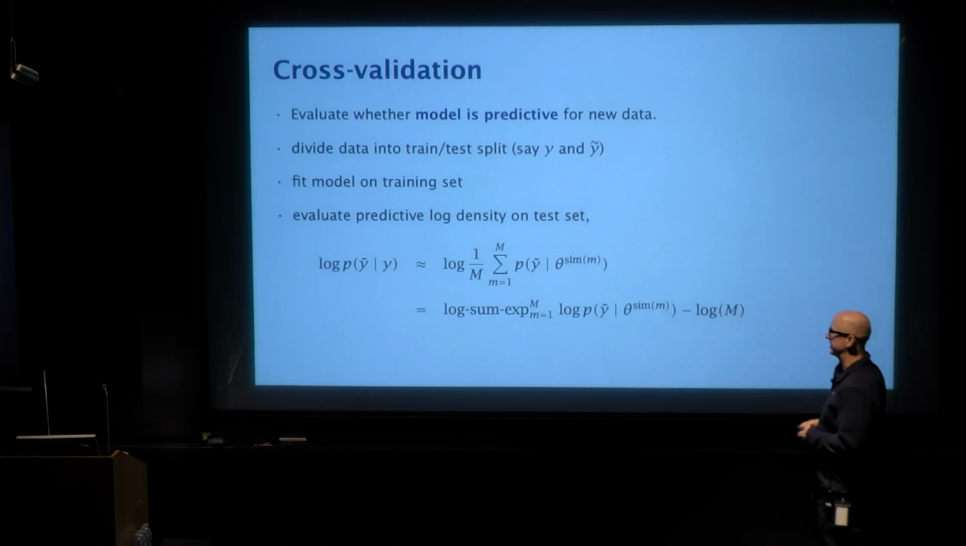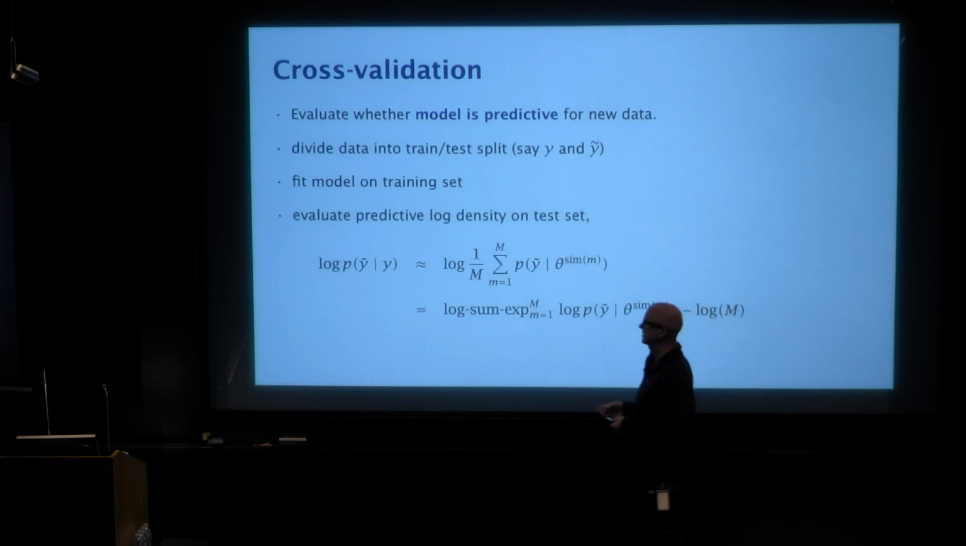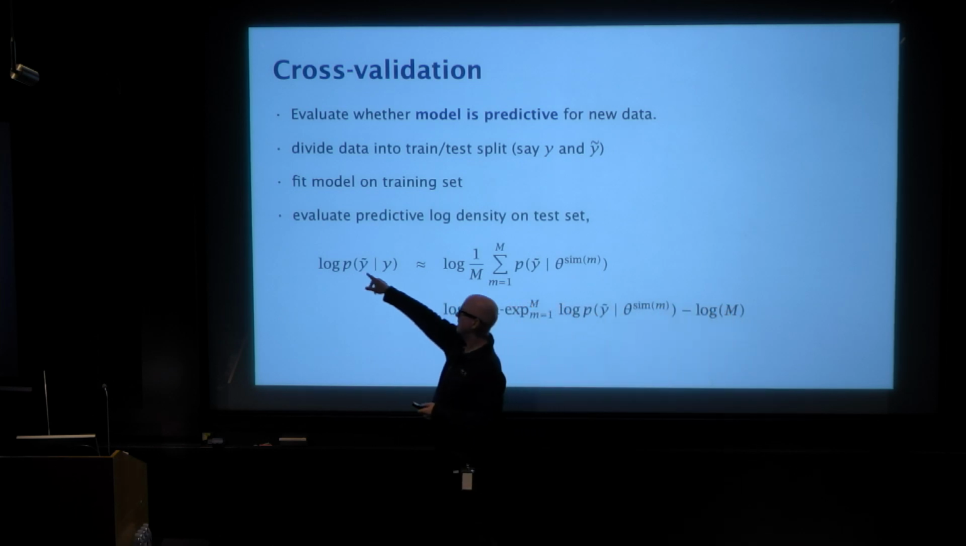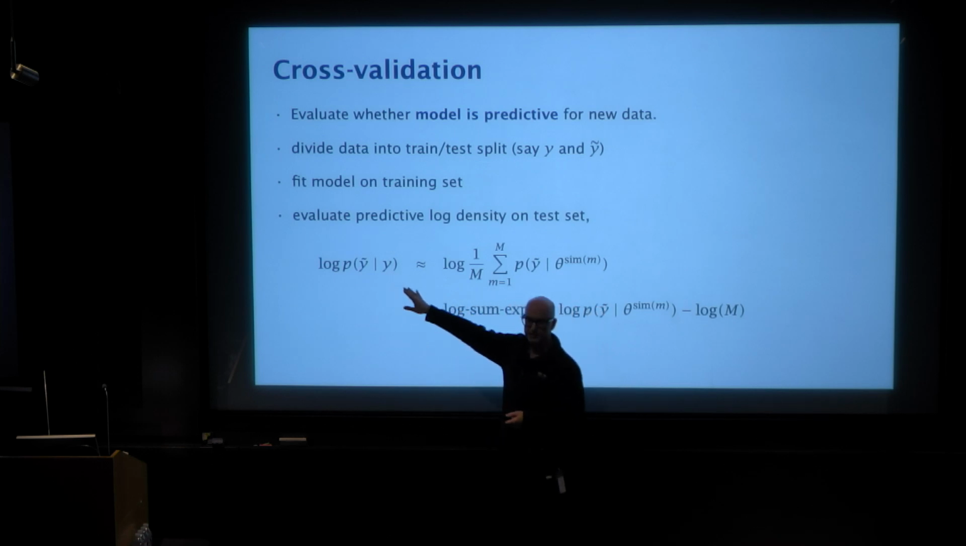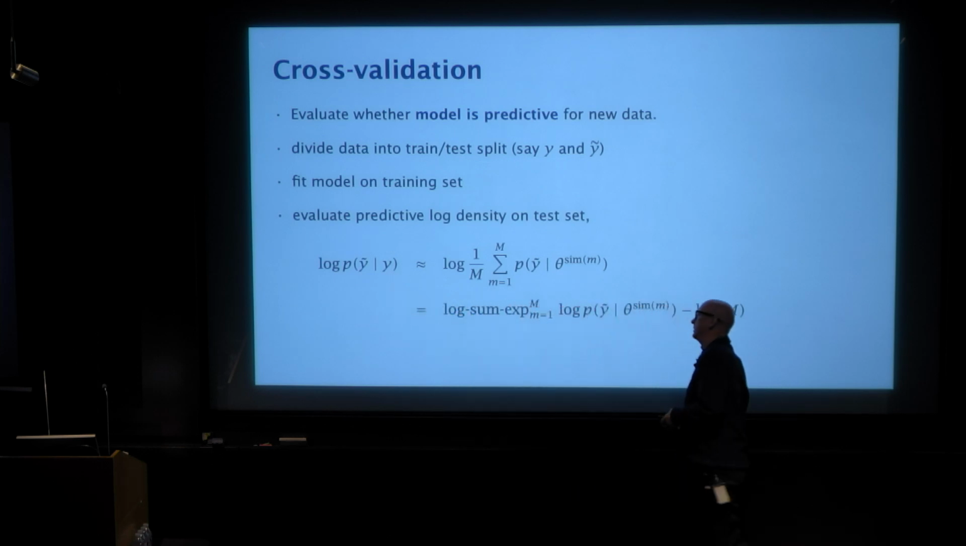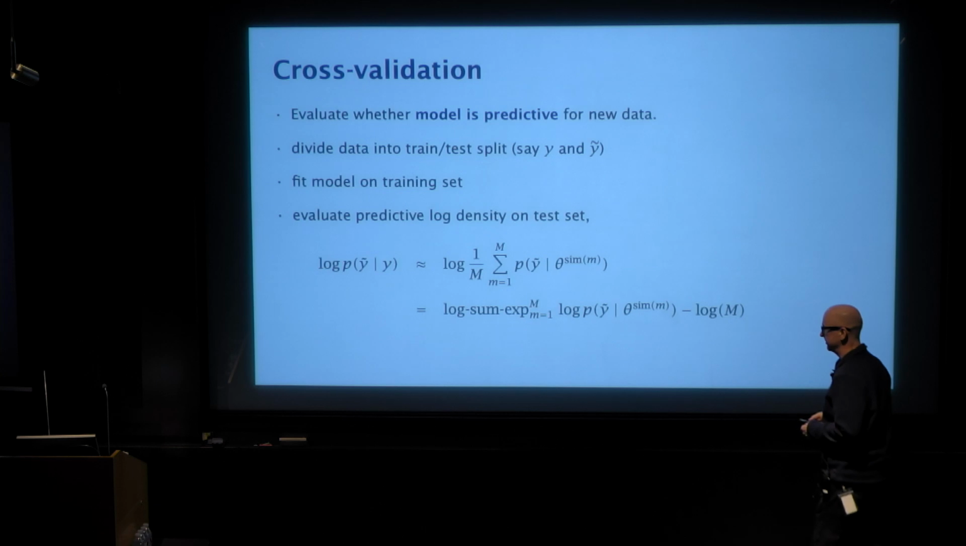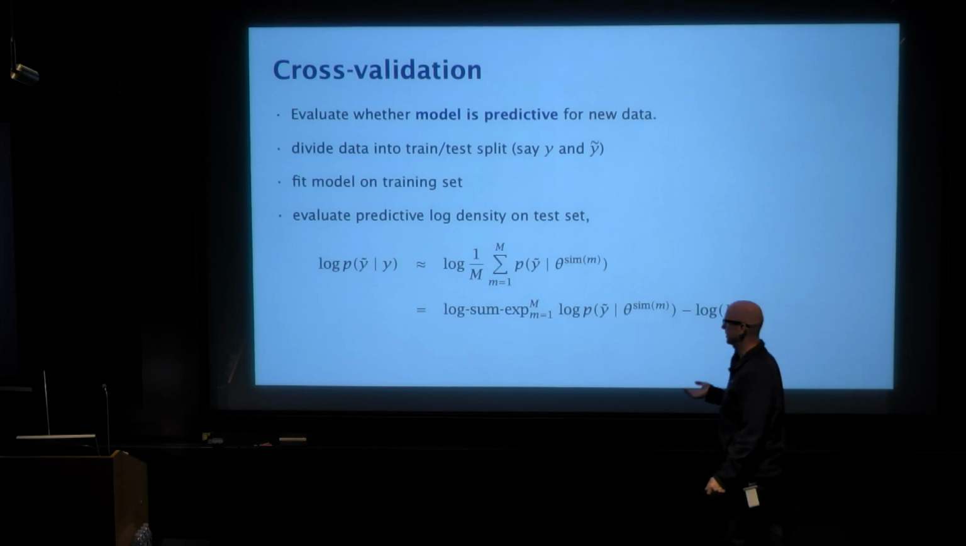We do cross-validation, and all we're doing is trying to figure out what the probability is of the new data. This is what's known as the expected log probability density, or ELPD. I didn't write that notation down, but if you see that, and of course, we have to work on the log scale.